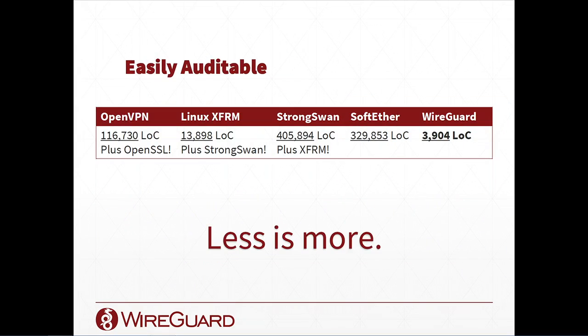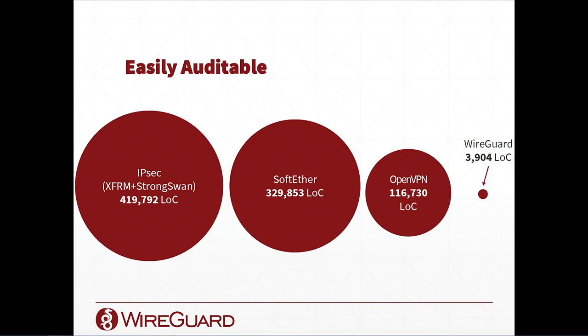So just to put this in perspective, OpenVPN is 116,000 lines of code, plus all of OpenSSL. The Linux XFRM layer for IPsec is 13,000 lines of code, plus StrongSwan, which is 405,000 lines of code. SoftEther is 329,000 lines of code, and then WireGuard is less than 4,000 lines of code, so enormously smaller. So to put it in the solar system of VPNs, we're Pluto all the way out there.